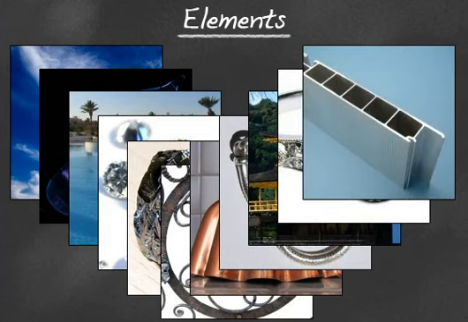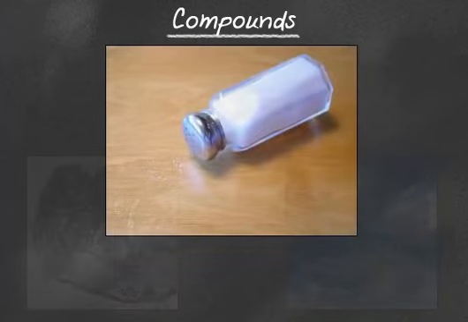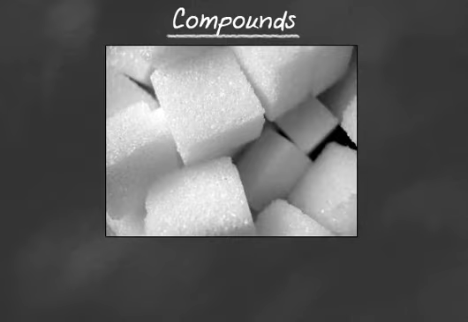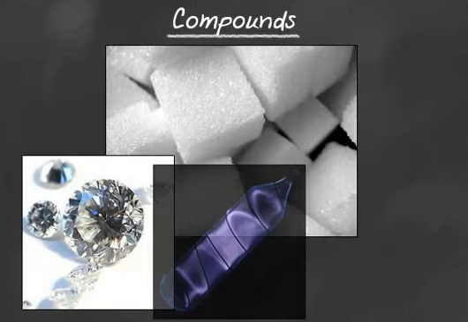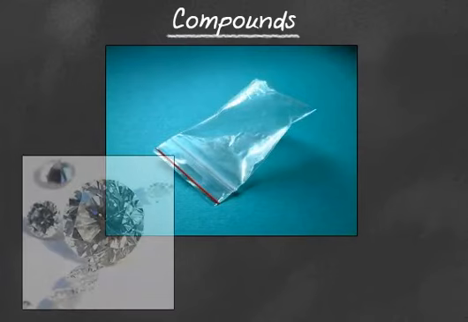Some examples of common materials that are not elements are glass, which is composed of the elements silicon and oxygen, salt, which is composed of the elements sodium and chlorine, sugar, which is composed of the elements carbon, hydrogen, and oxygen, and plastic bags, which are composed of the elements carbon and hydrogen.